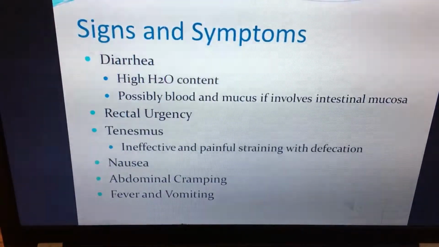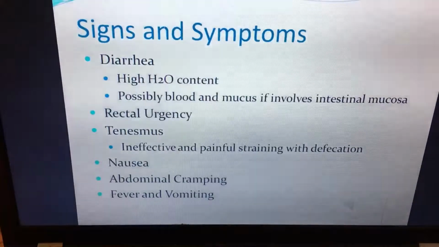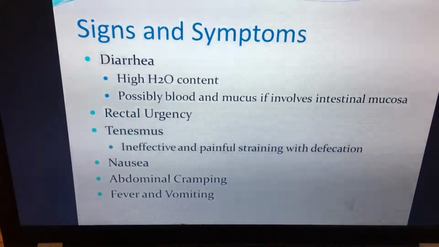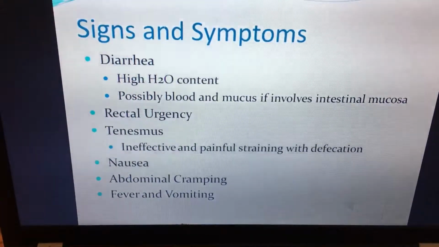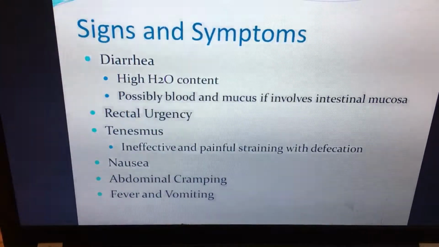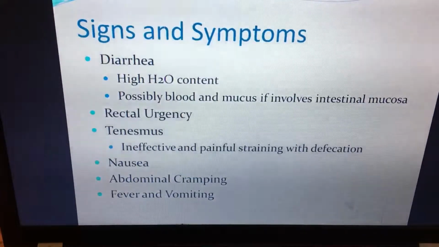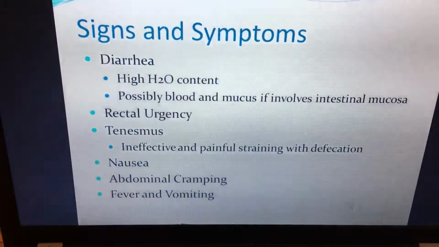Signs and symptoms. Obviously, diarrhea, with high water content. It's very, very liquidy. You're possibly also going to find blood and mucus if it involves the intestinal mucosa. Patients are going to complain of rectal urgency. And this pretty little word I'm hoping I don't butcher is tenesmus. It's an ineffective and painful straining with defecation. Also nausea, abdominal cramping, fever, and vomiting.